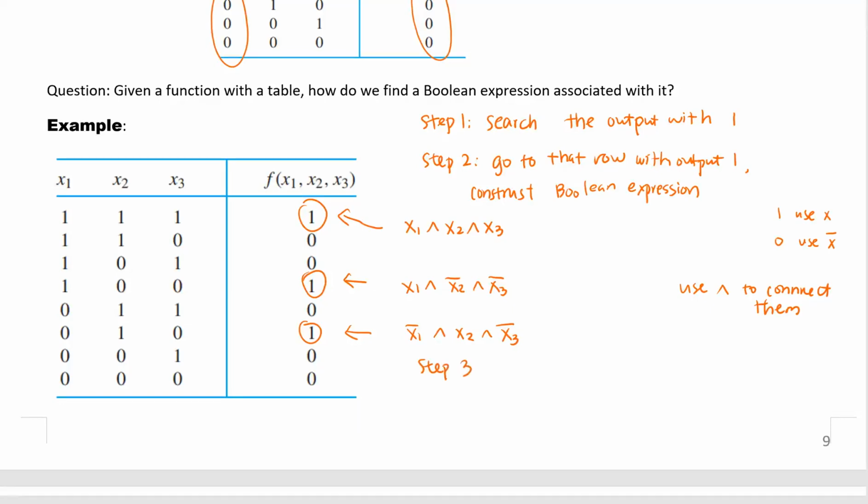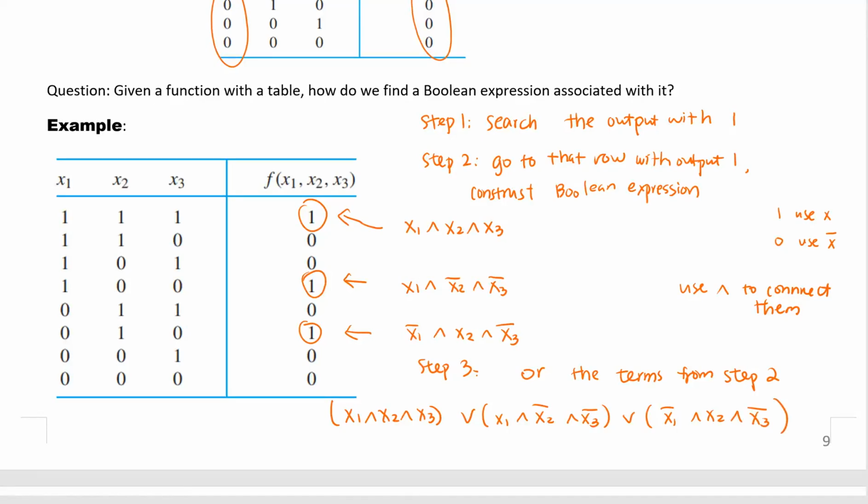Then step 3, finally, or. Use or to connect the terms or expressions from step 2. So our final answer is x1 and x2 and x3, or x1 and x2 and not x3, or not x1 and x2 and not x3. So this is our final answer. This is our Boolean function. So far so good, everybody.